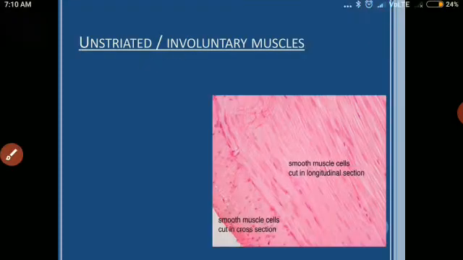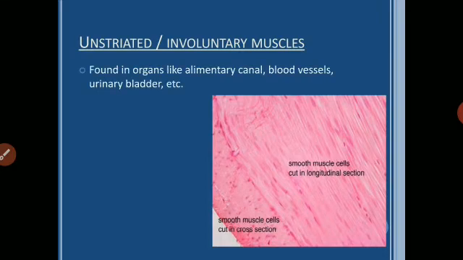Now next is unstriated or involuntary muscles. Unstriated means there are no stripes, and involuntary means opposite of voluntary. You cannot move them because of your wish. They will move according to their own wish. Where are they found? They are found in organs like alimentary canal, blood vessels, urinary bladder, etc. Means all those organs which need to move even if you do not wish them to move.